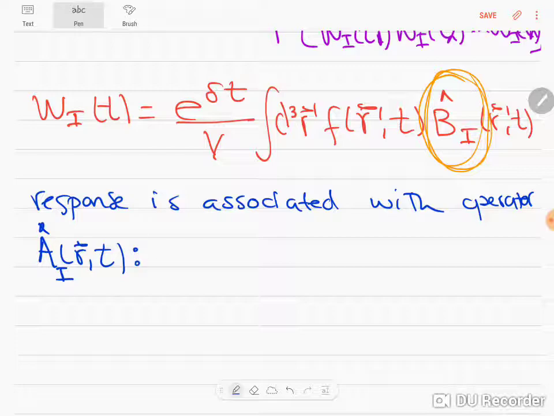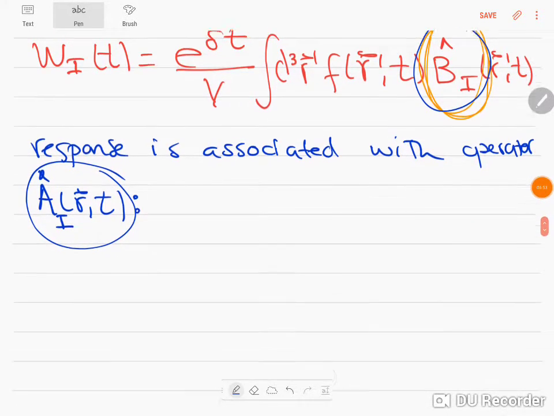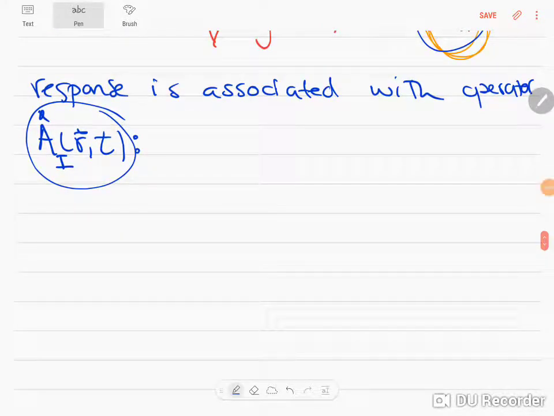Now what we're going to do is the following. Let's say that we want to associate this response with this excitation. We will start by considering the expectation value of this operator, first in the Heisenberg picture, where we have the state psi of t representing the quantum state of the system.